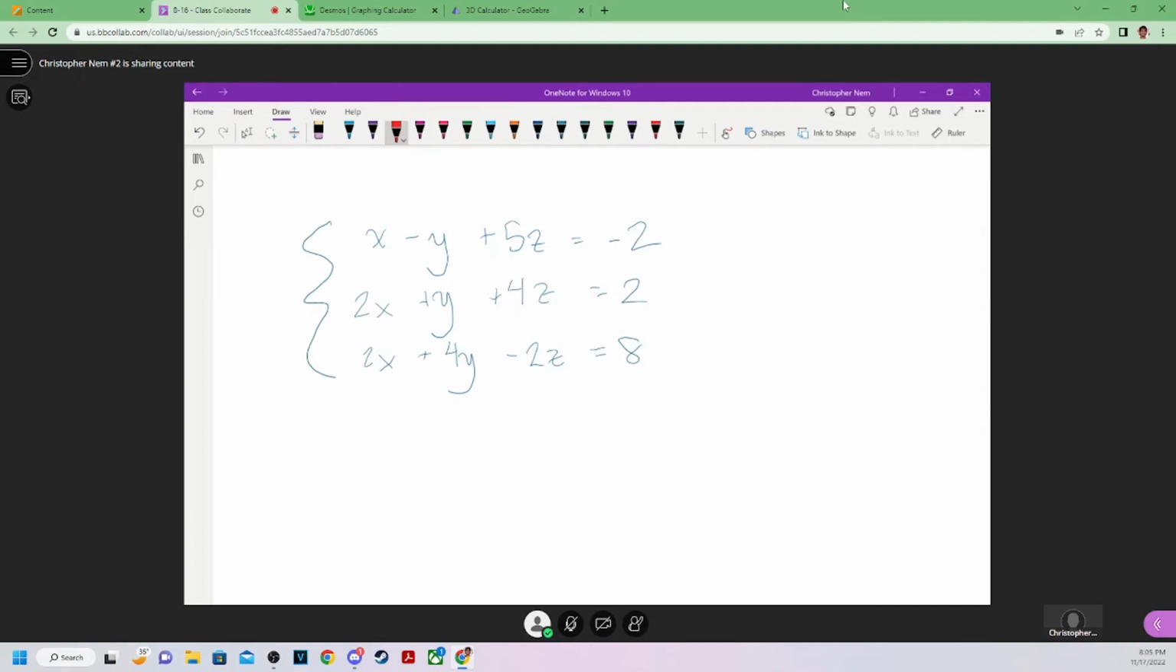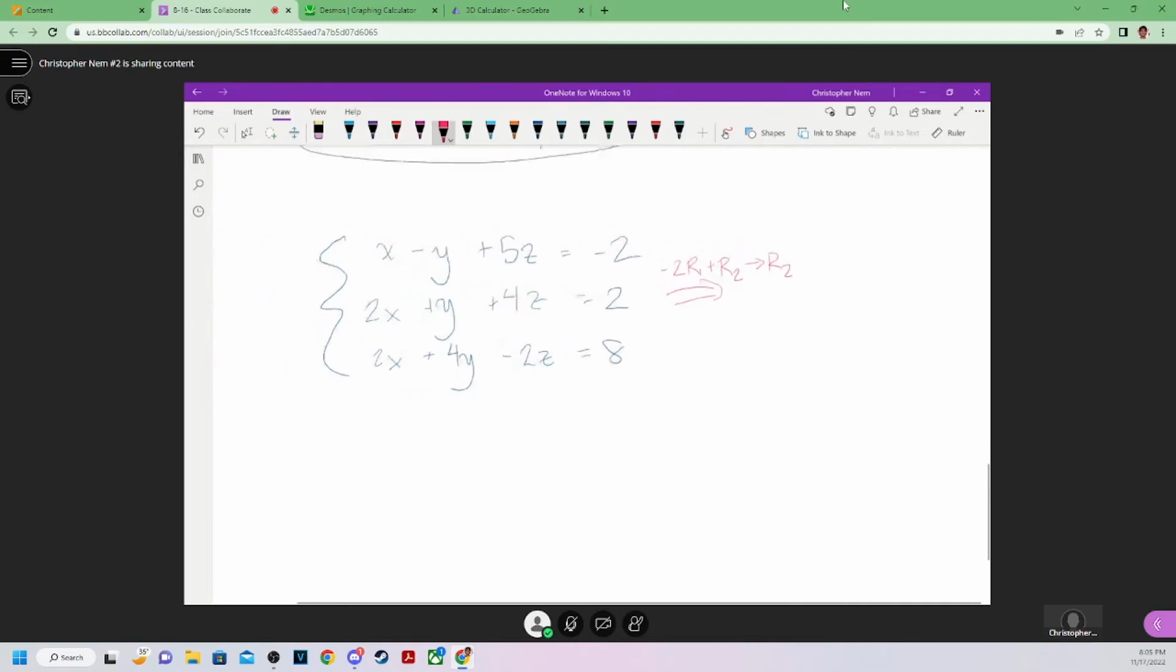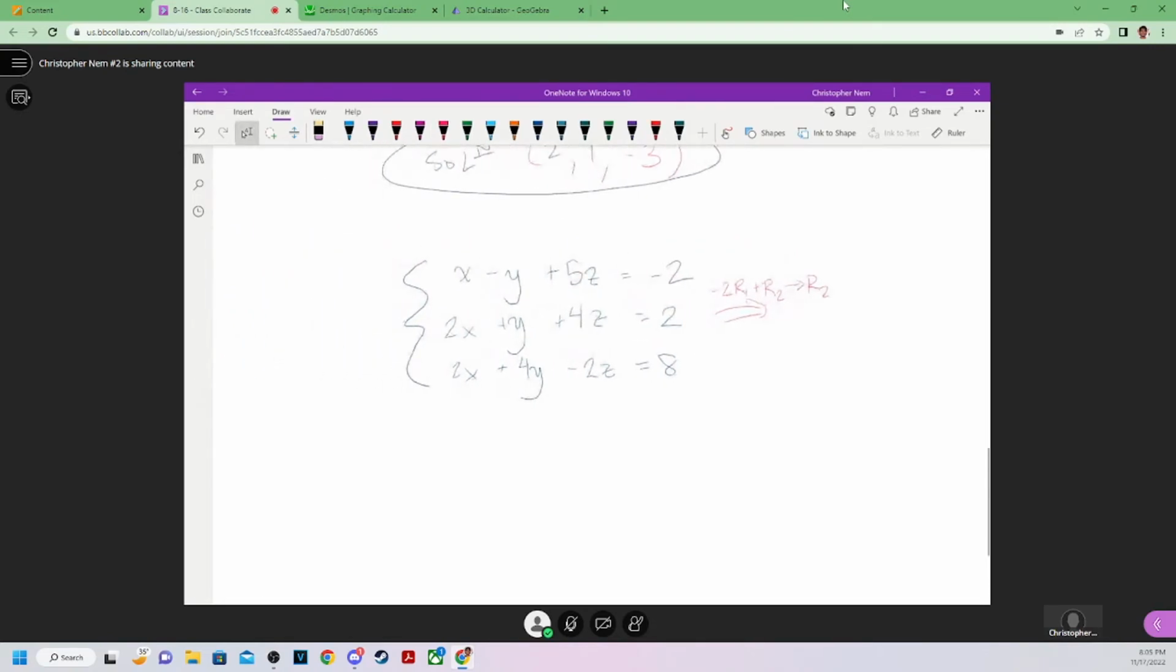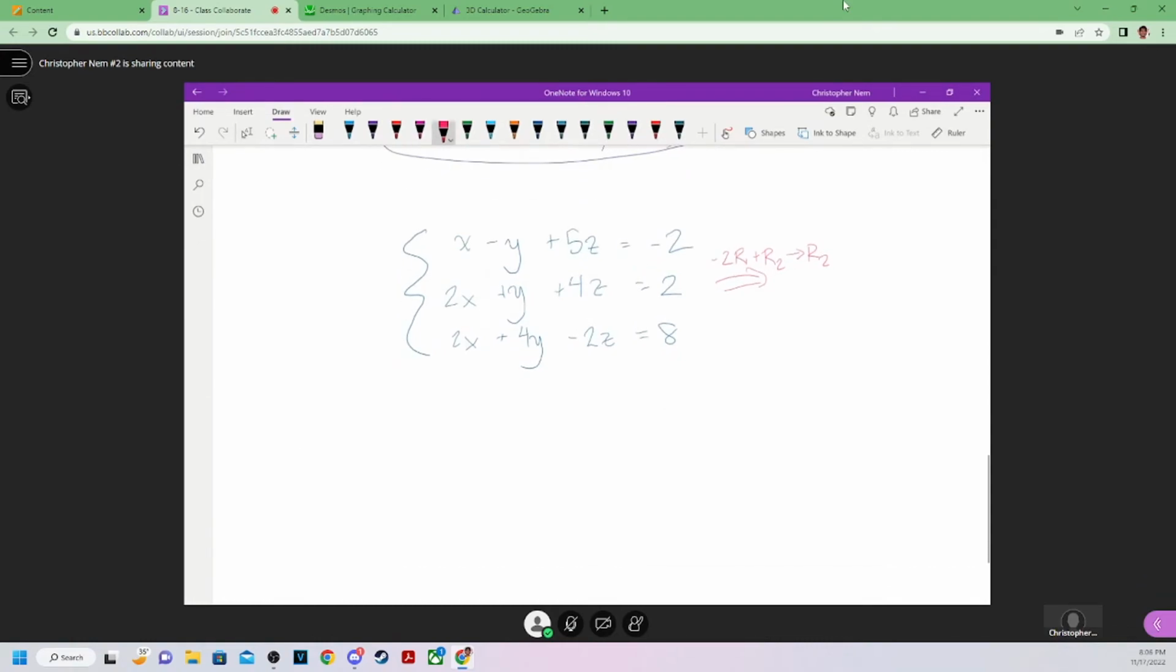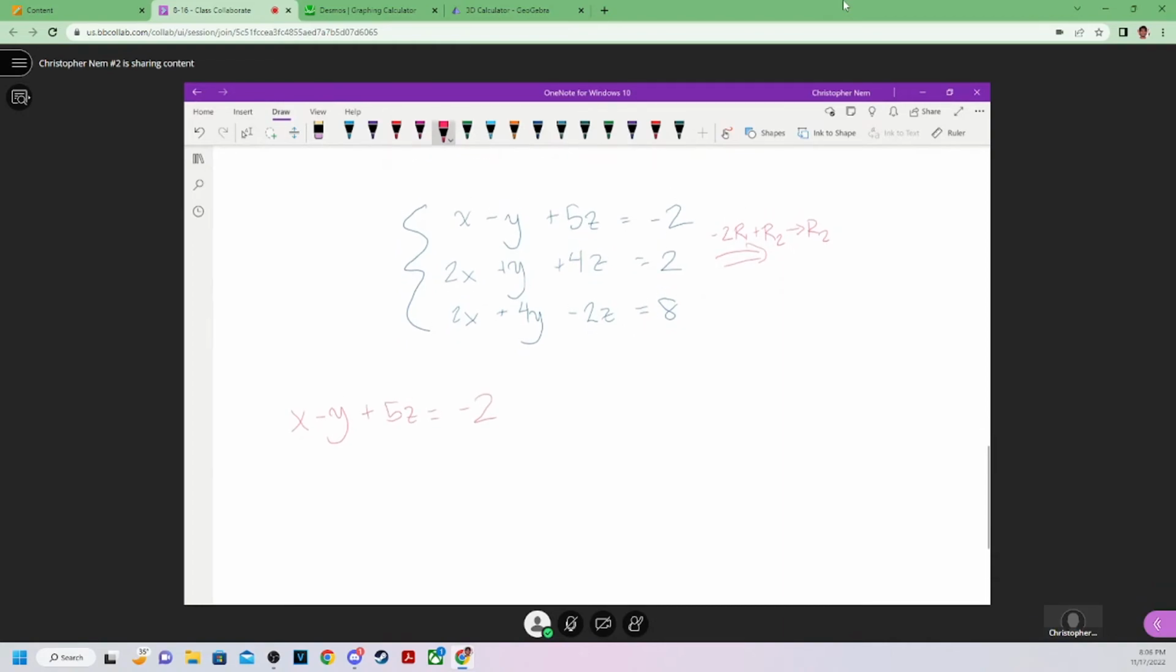So I'm actually going to add negative 2 of row 1 plus row 2. Oops, I wrote that terribly. I'm going to send it to row 2. You need to tell me where you sent it. So if I do that, I get, I don't know if I have enough space, but I'll do it down here. I have x minus y plus 5z equals negative 2. Now I'm going to add this with negative 2 times row 1. And I write it right here just so I can see what's happening.